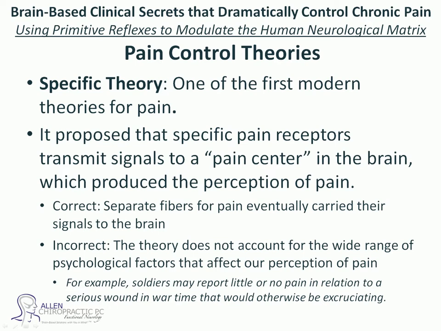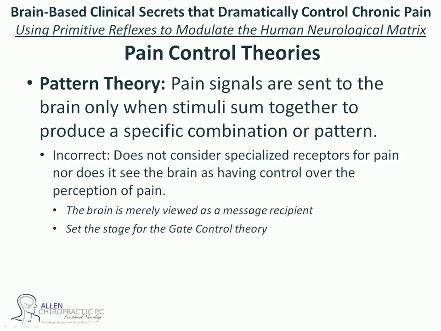It proposed that specific pain receptors transmit signals to a pain center in the brain, which produces the perception of pain. And this theory was correct in that it perceived that separate fibers for pain eventually carried their signals to the brain, but it was incorrect because it didn't account for the wide range of psychological factors that affect our perception of pain. An excellent example is a soldier on a battlefield who has little or no pain yet has a severe wound, and another soldier who has no tissue damage at all but can be perceiving a lot of pain. So that's how that theory works.